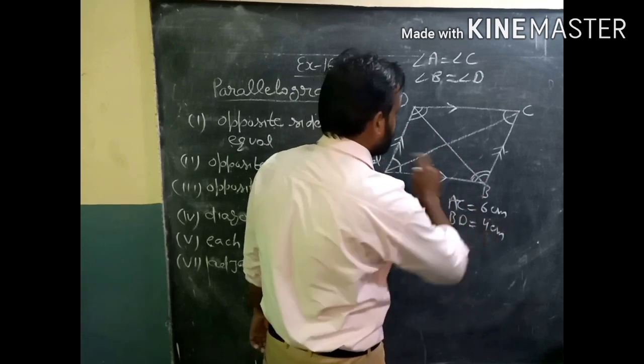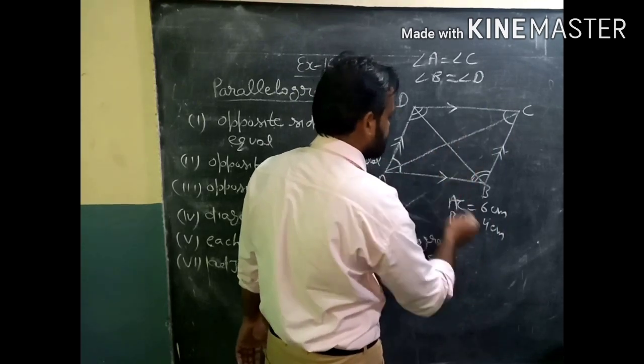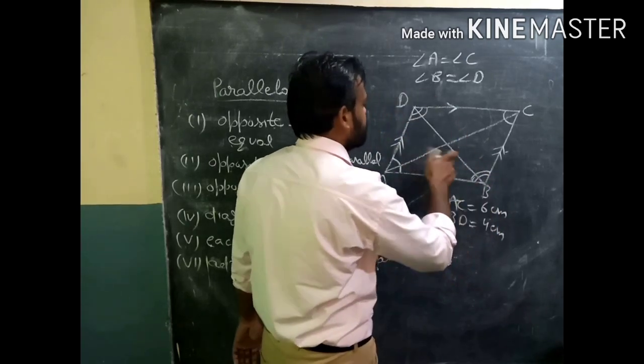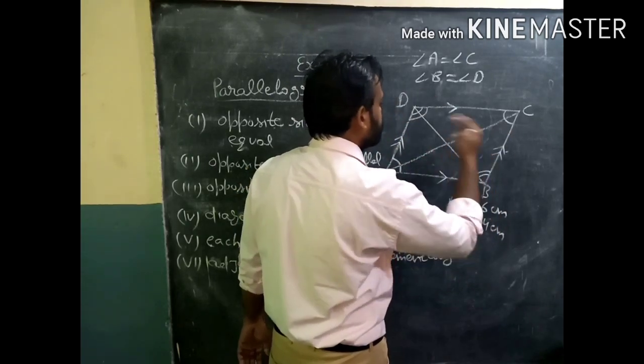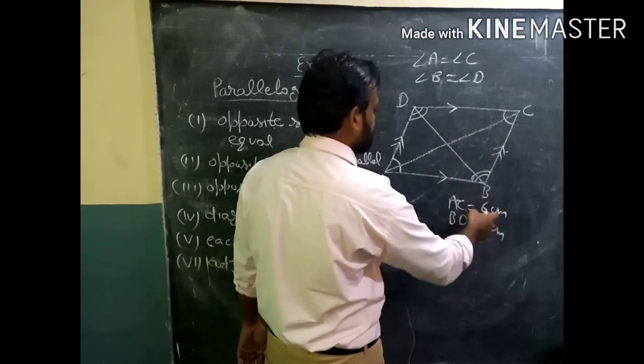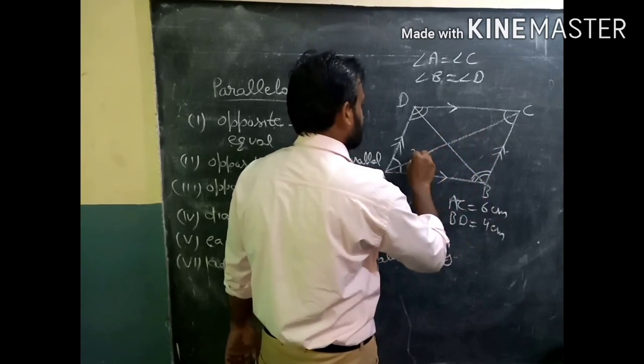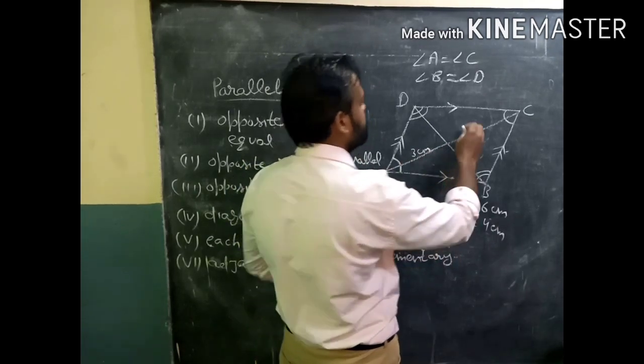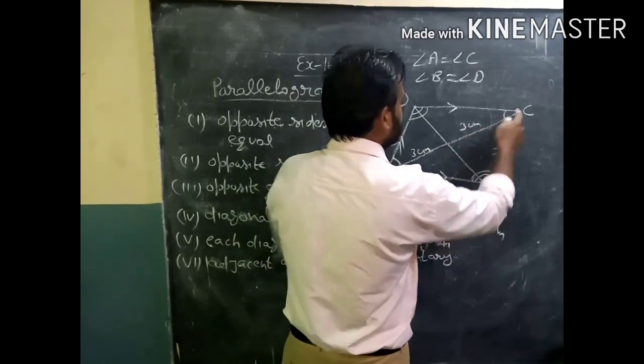The total length of diagonal AC is 6 centimeter, and if I draw diagonal BD, this total length will be divided into 2 equal lengths. Then the 6 centimeter becomes 3 centimeter and 3 centimeter.